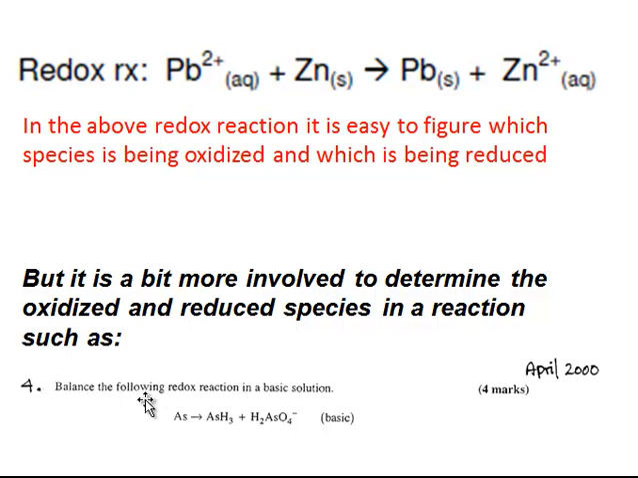But it's more involved when we're given a reaction like this. We can't really readily see which species here is getting oxidized and which species is getting reduced. All we have here is a negative charge on H2AsO4. This question was in a final in April 2000. So we'll look at the rules, and then we'll see how to work a problem like that.